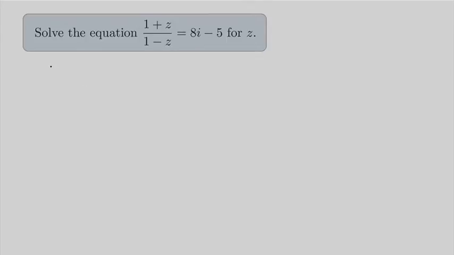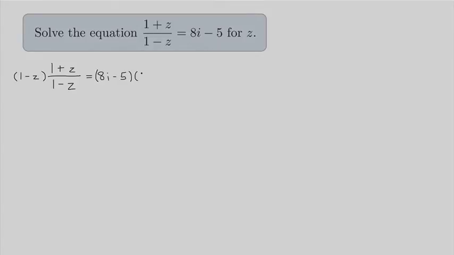Solve the equation (1 plus z) divided by (1 minus z) equals 8i minus 5 for z. So I'm going to start by rewriting the equation. There it is, (1 plus z) divided by (1 minus z) equals 8i minus 5. And now I'm going to multiply both sides by 1 minus z.